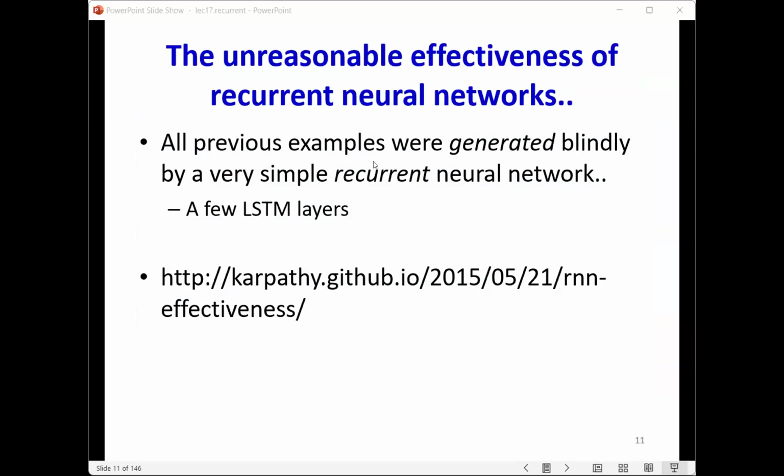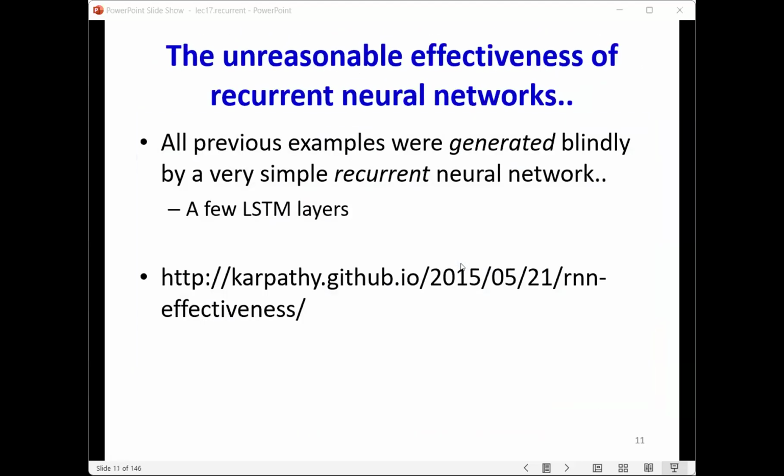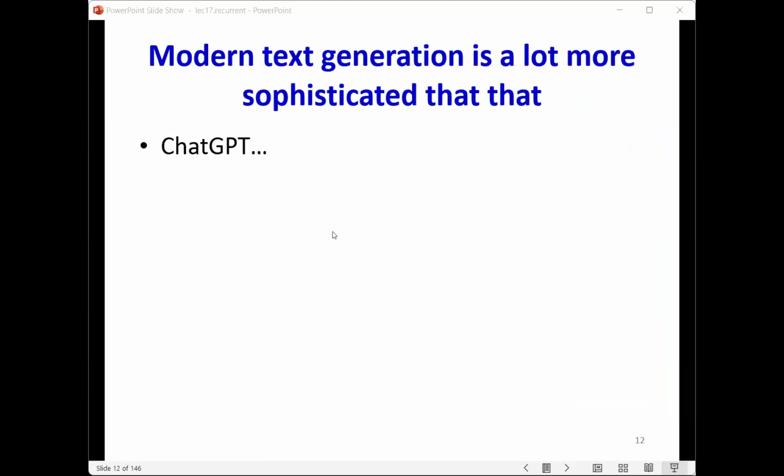But the point I'm trying to make here is that the complexity of the model that is able to do these really fancy things is not very high. It's basically a couple of layers of an LSTM. So neural networks, even simple neural networks, are very, very powerful at modeling language. And of course, ChatGPT is so much more powerful, right?